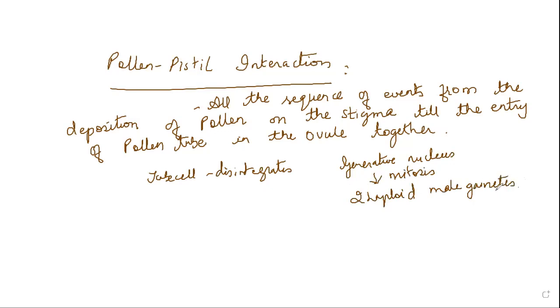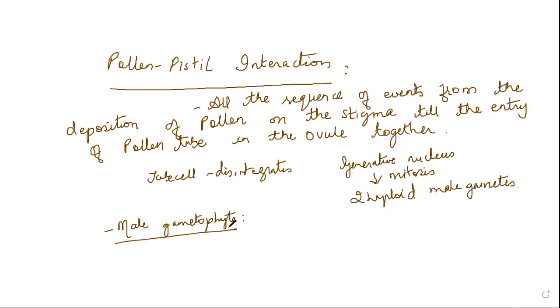The pollen tube with its contents, that is tube nucleus, cytoplasm and two male gametes, is called as male gametophyte. What is this male gametophyte? Male gametophyte. What is this? I repeat again.